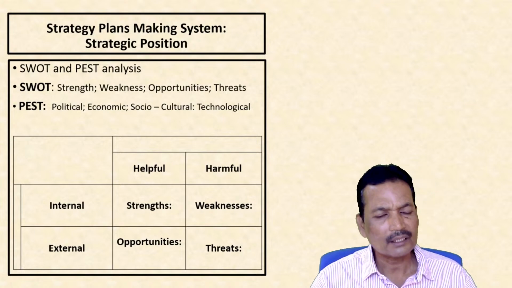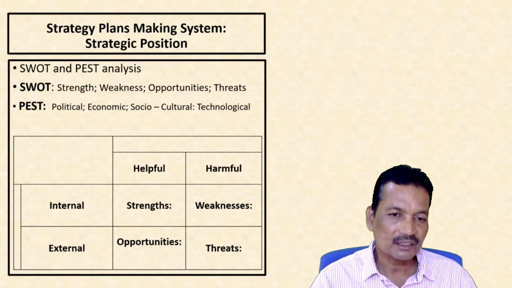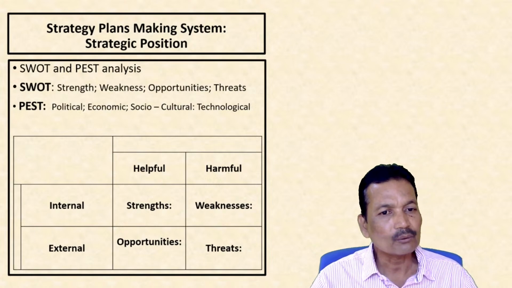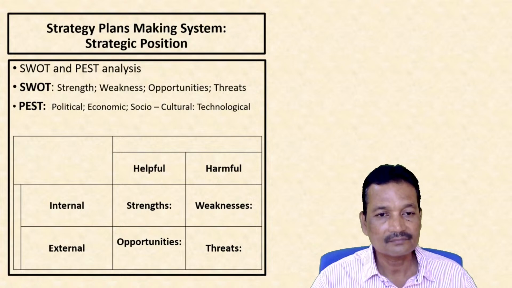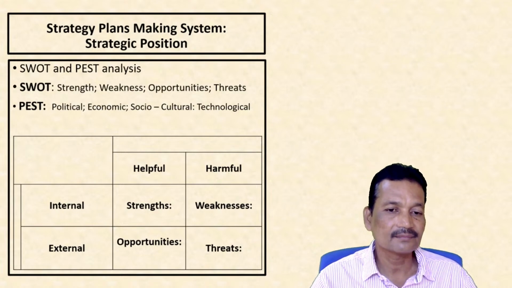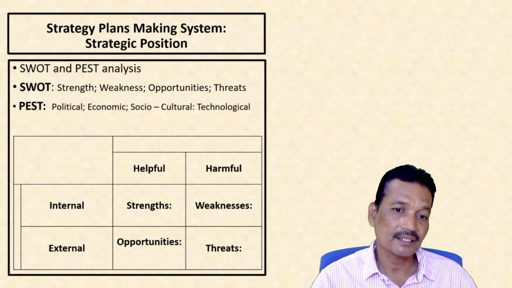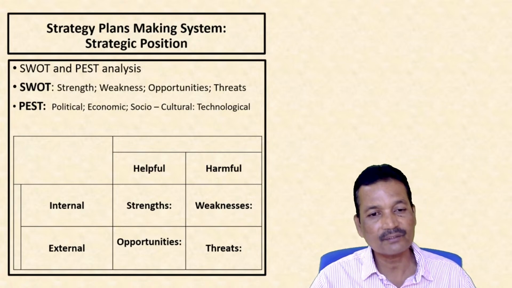Now, what can we see in general in the strengths of a company which are helpful? One we can say is experienced employees or well-trained employees. Another one we can say is the latest technology that is being used in the production facilities.